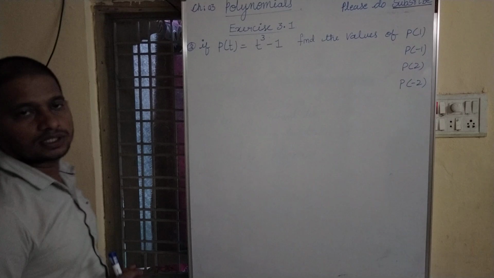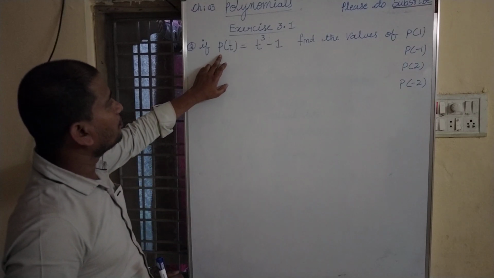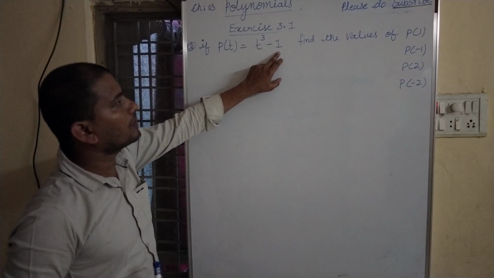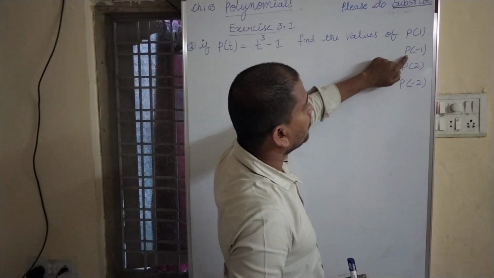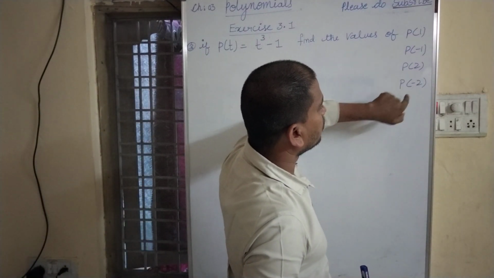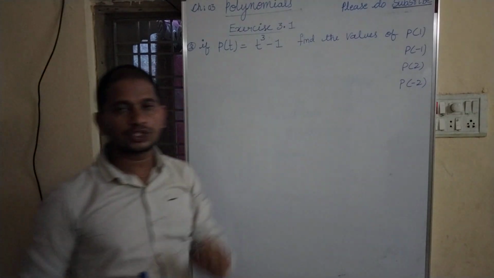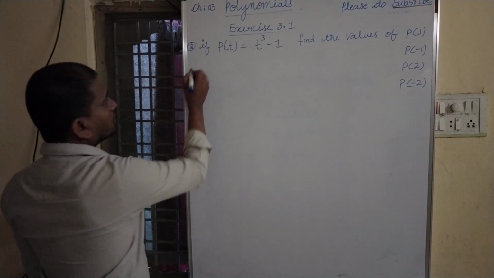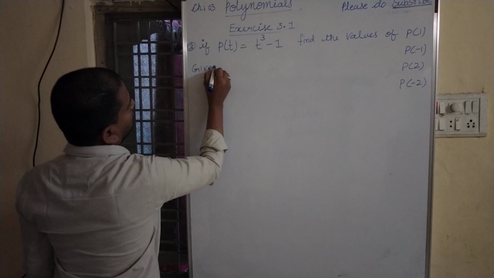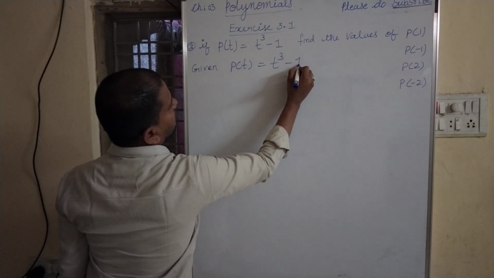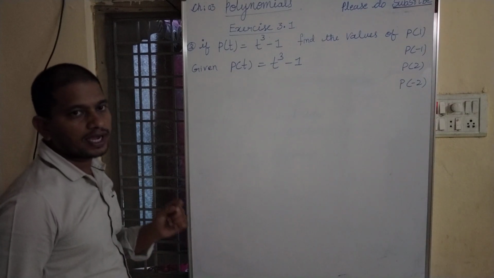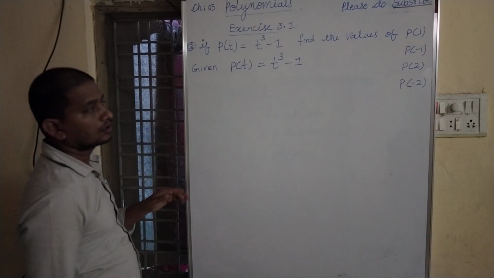Now the third question is: if the polynomial p of t equals t cubed minus 1, find the values of p of 1, p of minus 1, p of 2 and p of minus 2. So given the polynomial p of t equals t cubed minus 1, let us find first p of 1.